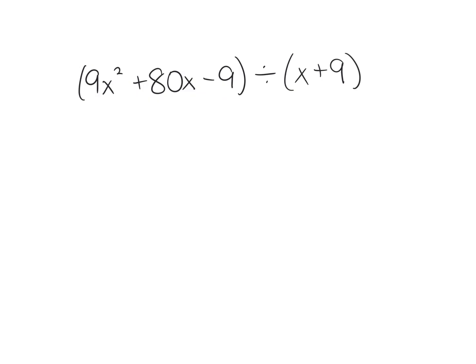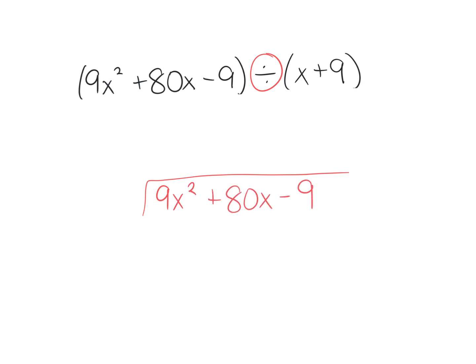On this one, what operation's happening? Division. So we're doing long division on this one. What goes on the inside? The longer one. Yep, 9x squared plus 80x minus 9. What goes on the outside? X plus 9.